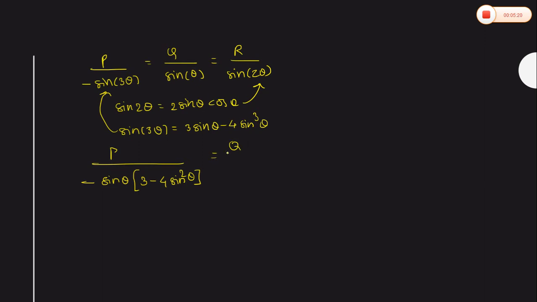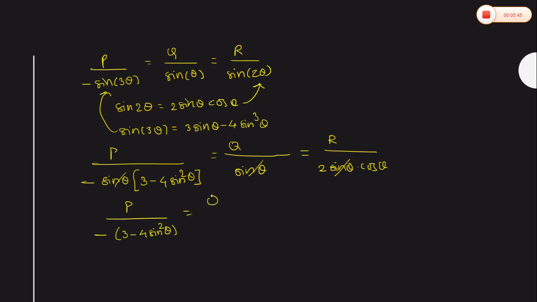is equal to Q upon sine theta, we are keeping this as it is, equal to R upon 2 sine theta into cos theta. Now this sine theta and this sine theta get cancelled. Therefore, we are getting P upon minus (3 minus 4 sine square theta) is equal to Q upon 1 is equal to R upon 2 cos theta.